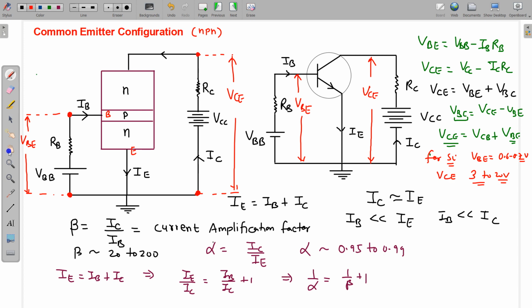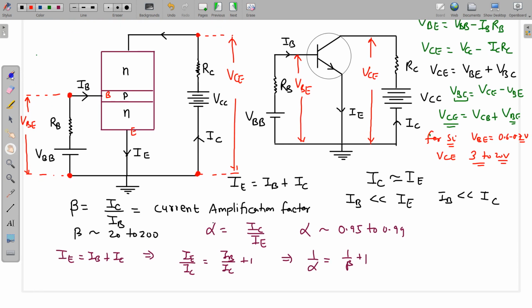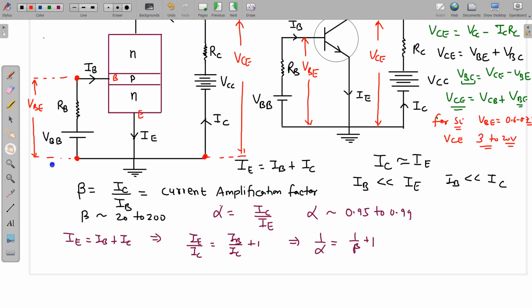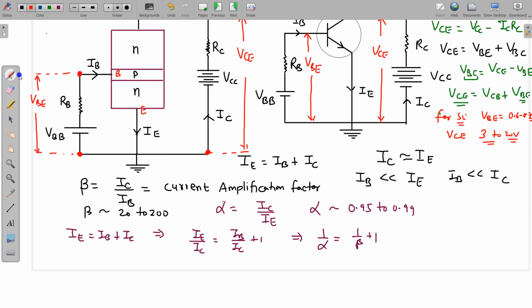Let us write some more expressions regarding this configuration. We can also define the dynamic resistances on input and output side. So what is the input resistance? In fact, we are writing the dynamic resistance. So input dynamic resistance. So for dynamic resistance, we have to write in terms of changes.